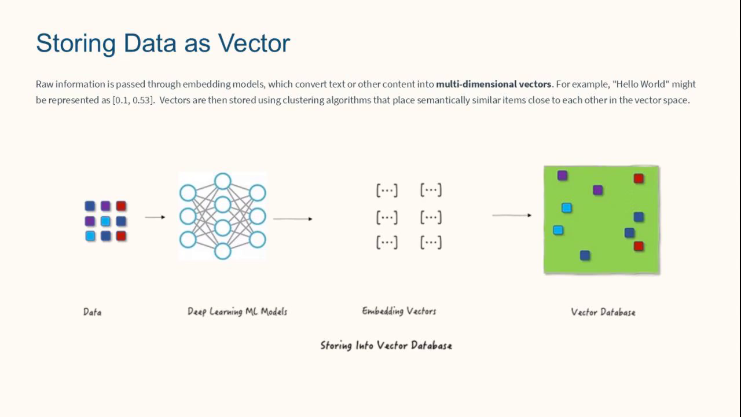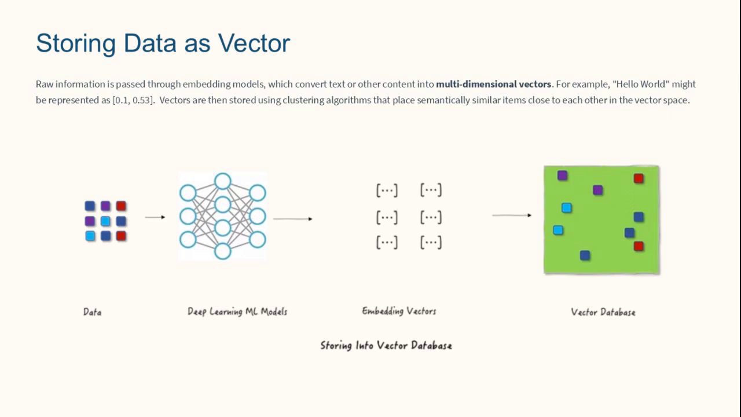To see how information is processed and stored inside a vector database: raw information is passed through AI algorithms called embedding models, which convert text or any other content into multi-dimensional vectors. For example, hello world might be represented as a vector with values 0.1 and 0.3. Converted vector values are then stored using clustering algorithms that place semantically similar vectors close to each other in the vector space.